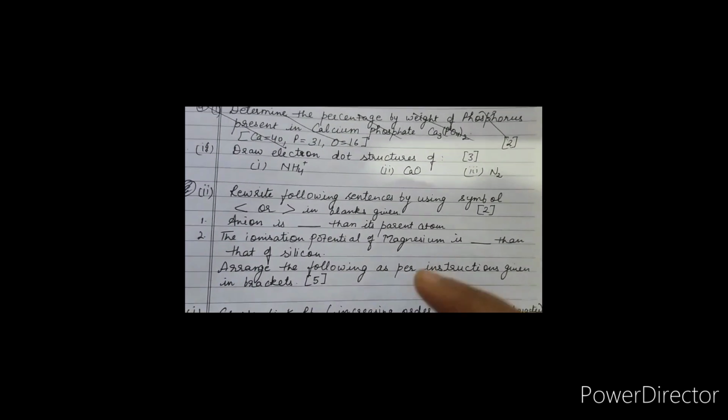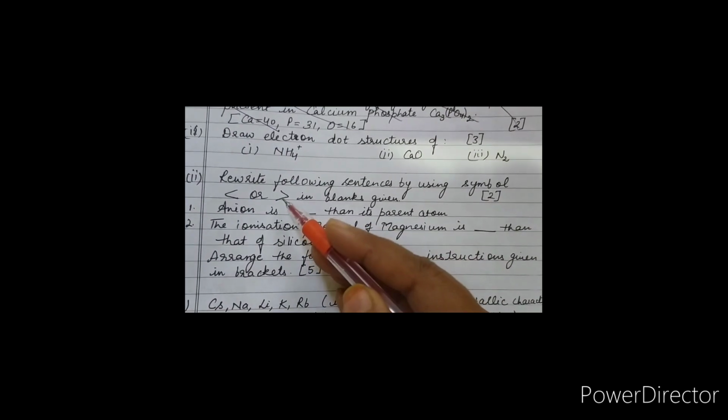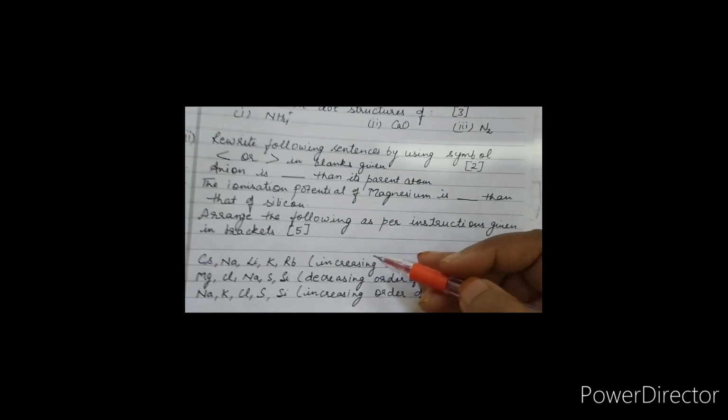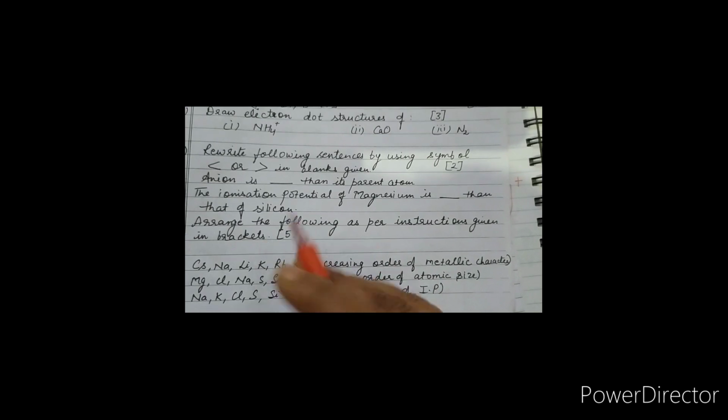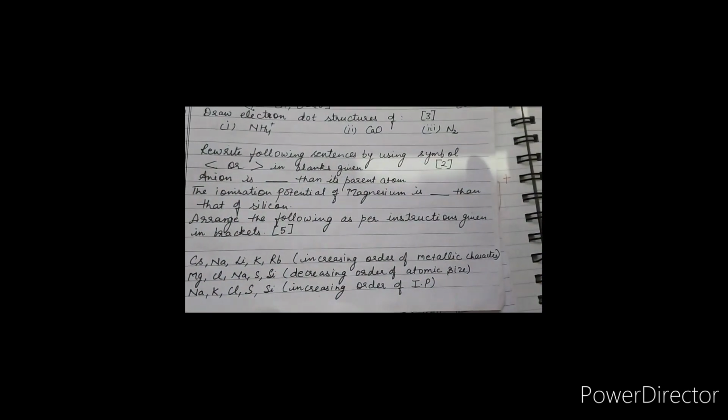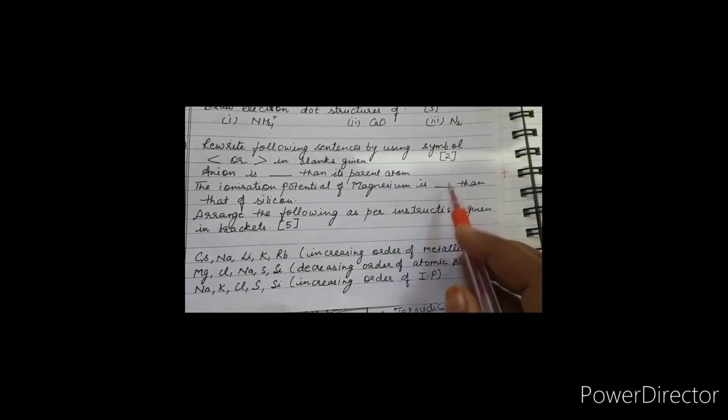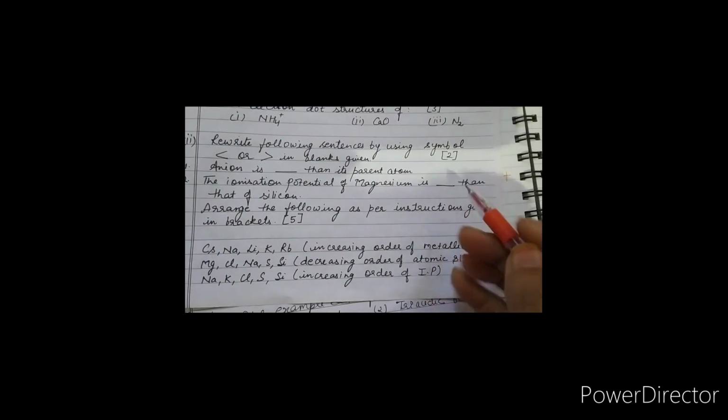Next question is, rewrite the following sentences by using the symbol greater than or less than. Anion is always bigger in size than the parent atom, and cation is always smaller in size than its parent atom. So for anion you will put the greater than sign. IP of magnesium is always less than silicon, because across a period the IP increases, so magnesium will have less than, so you will put this sign here. In first, greater than sign, and in second, less than sign.